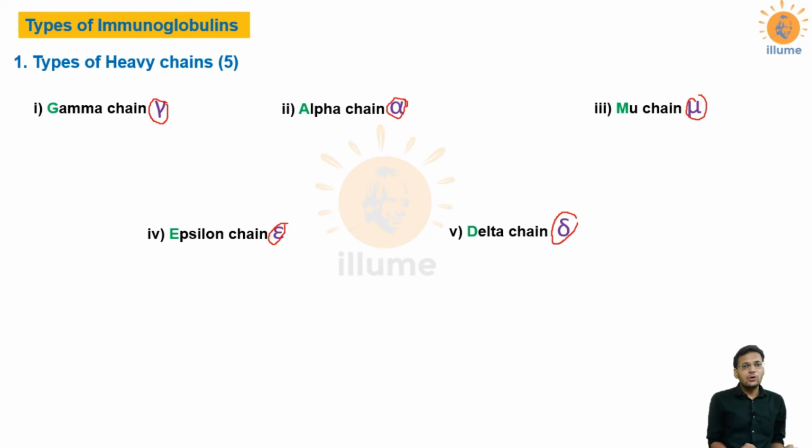Each different type of immunoglobulin has a different type of heavy chain, and the name of immunoglobulins depends on which type of heavy chain they have. Now the immunoglobulins with a gamma chain, gamma starts with G, so such immunoglobulins are called IgG. Similarly, immunoglobulins with alpha chain, alpha starts with A, so such antibodies are called IgA.